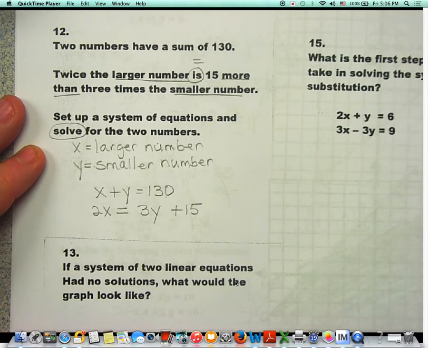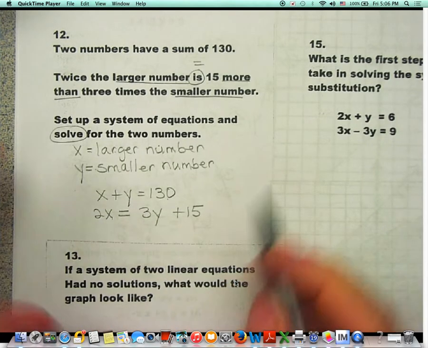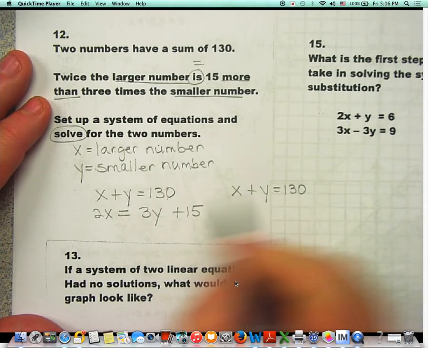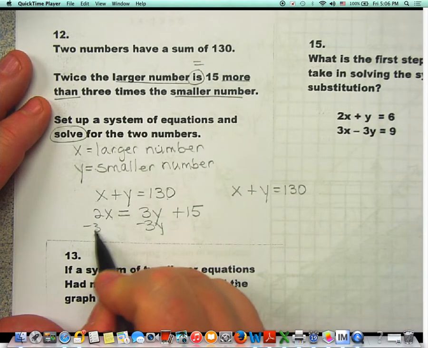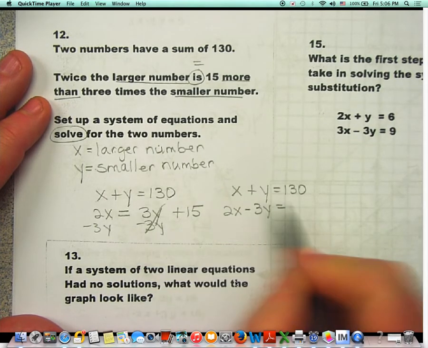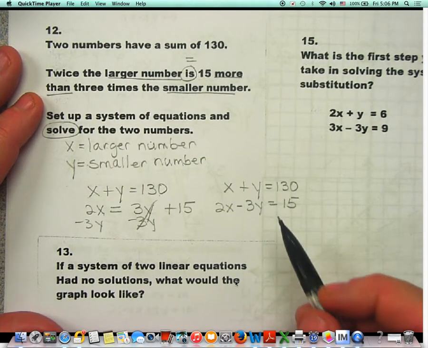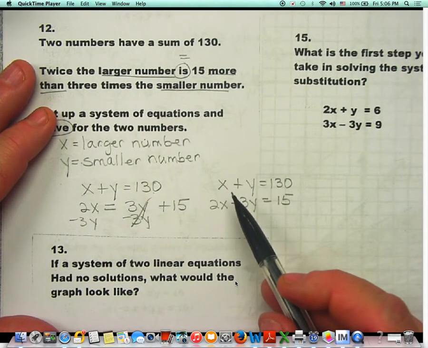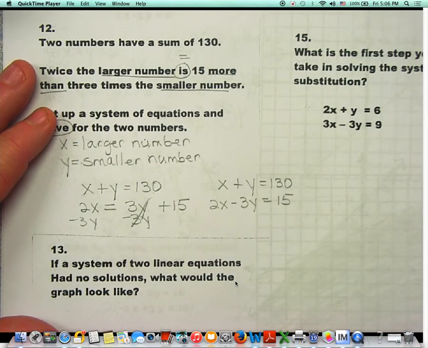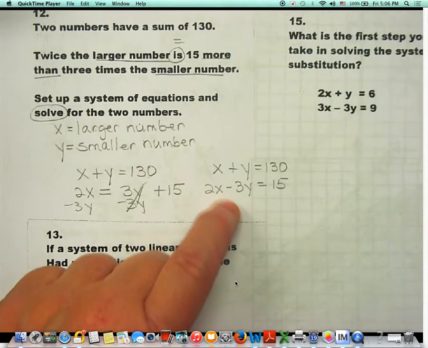All right, so on this one, what I'm going to do is bring the 3y over to this side. So I'm going to keep the top one like it is, x plus y equals 130. And then I'm going to subtract 3y from both sides down here. So I'll have 2x minus 3y equals 15. Now I could use elimination, or I could use substitution. I can get x by itself and do x equals 130 minus y, or I can use matrices. So I set this up where they both are in standard form, so I can use matrices.